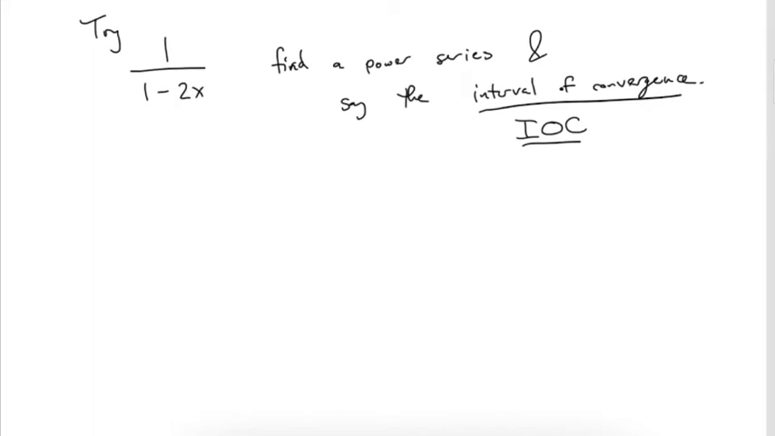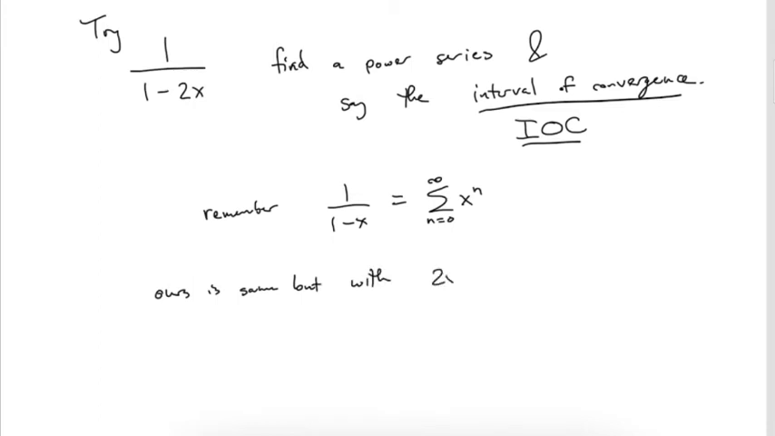This is what we're going to talk about for the next little bit: a bunch of simple tricks to find power series for other types of functions. So the idea is, you basically just memorize this simple example, and you plug stuff in, or you make substitutions. So in our example, ours is the same, but with 2x instead of x.